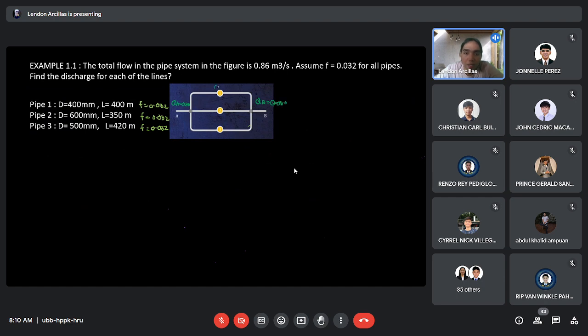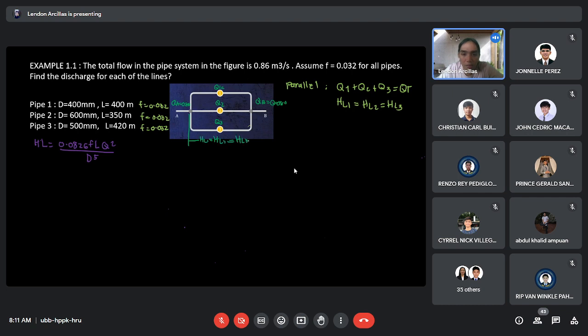But at point 1, mahahati siya yung 0.86, mahahati siya sa tatlo. Pero ang lalabas niya, same pa din. Okay? So, the relationship between parallel is Q1, Q2 plus Q3 is equal to QT. That is the formula wherein yung head loss from point A to point B is equal. Head loss 1 equal to head loss 2 equal to head loss 3. So, yun yung pagkakaibahan ng series tsaka sa parallel.